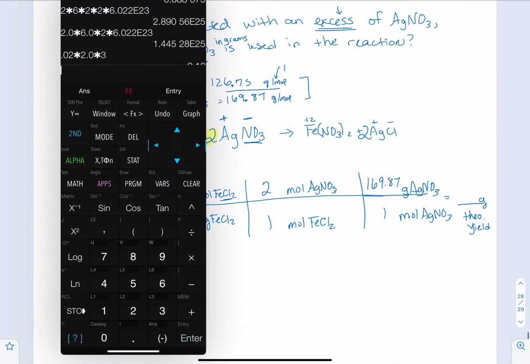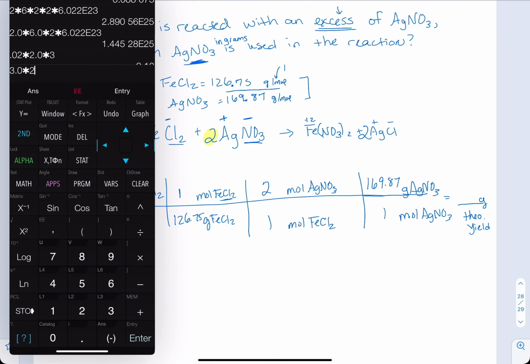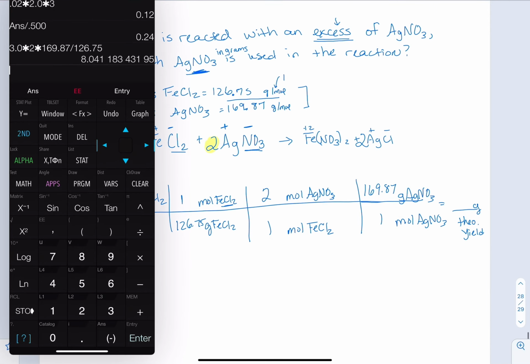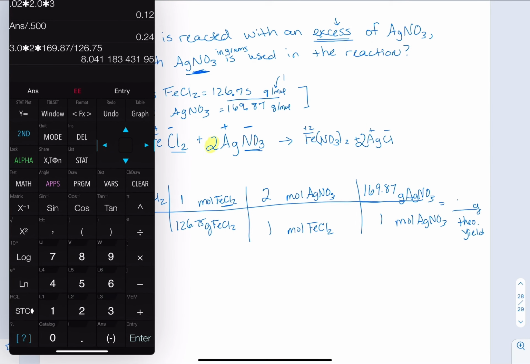And then I'm going to do my math. I've got to be able to see my math. 3.0, I'm going to go across the top, times 2 times 169.87. And I'm going to divide by 126.75. So that gives me, I'm going to double check my sig figs. I believe that there were 2. There's 2 sig figs. So that gives me 8.0 grams.